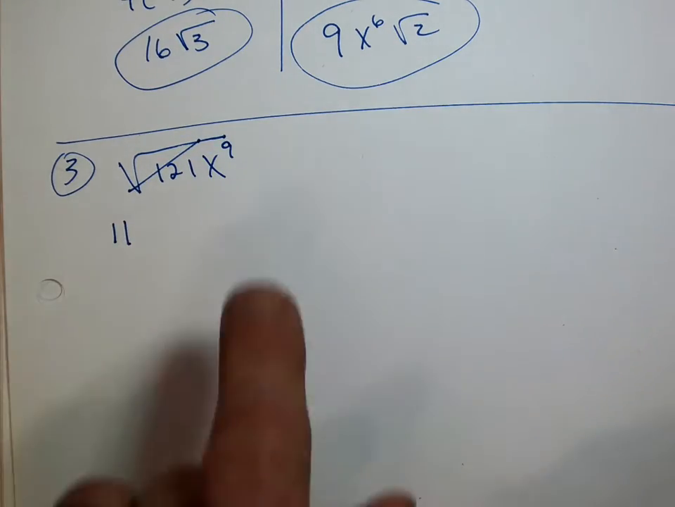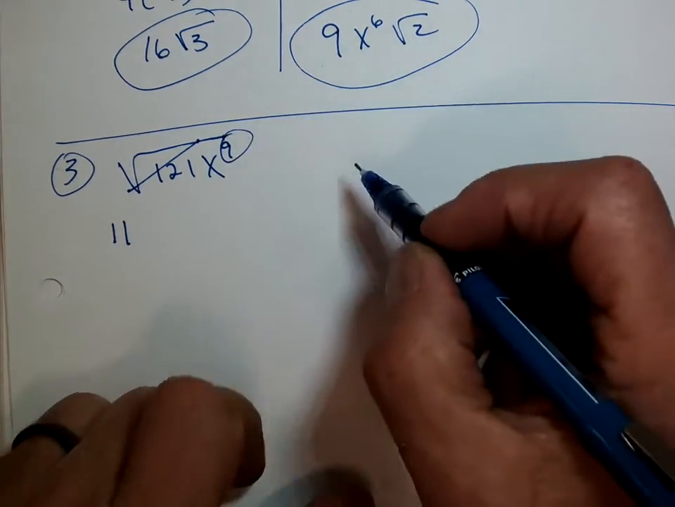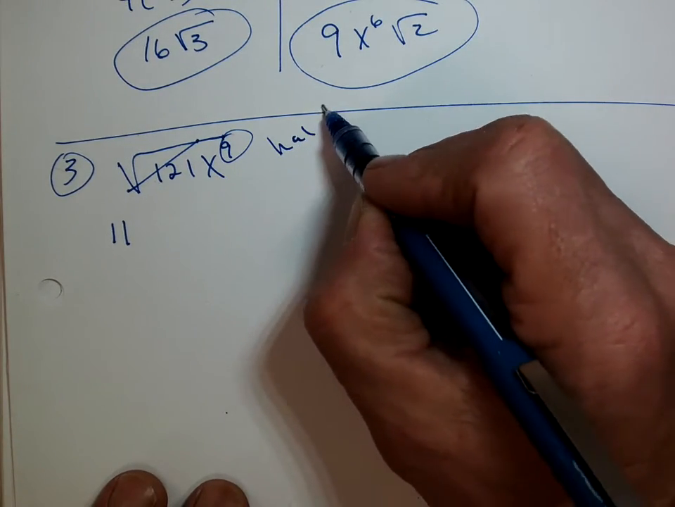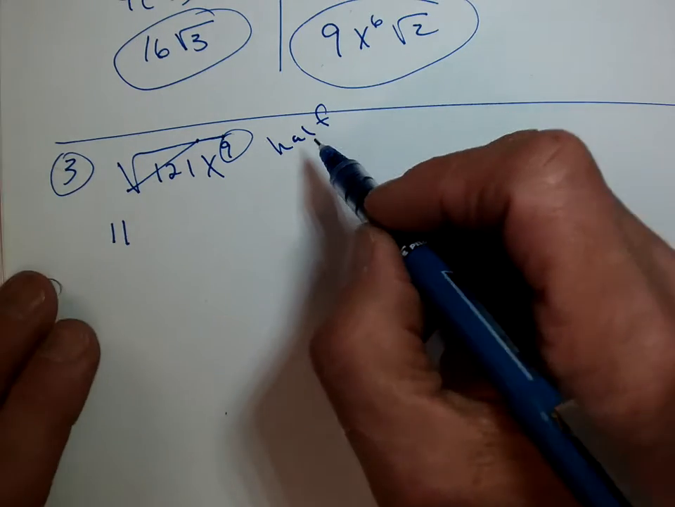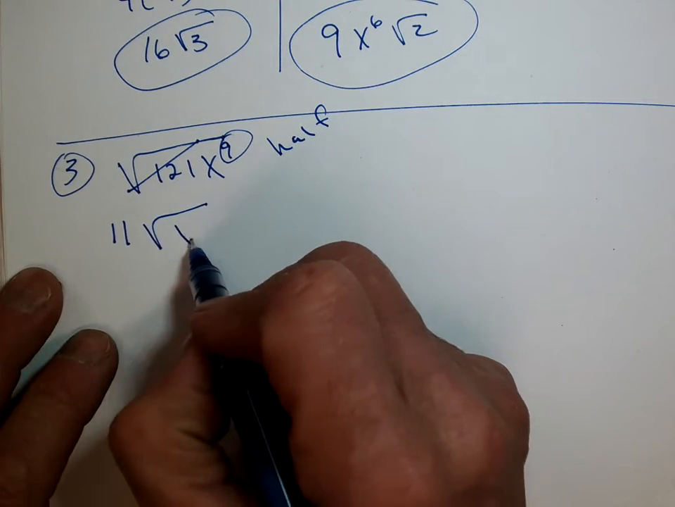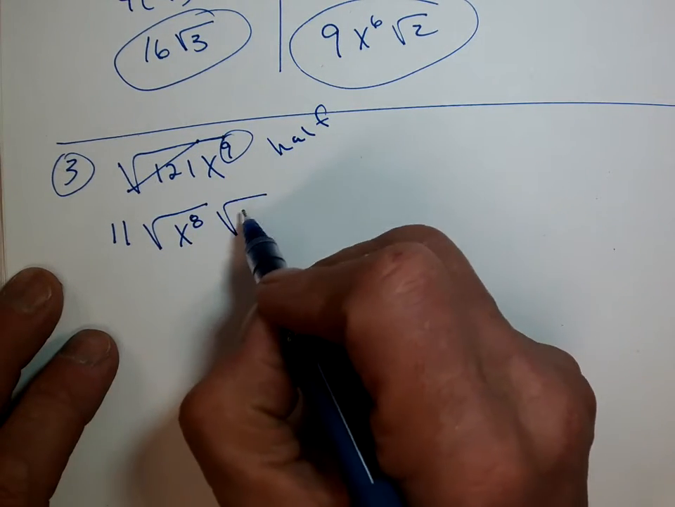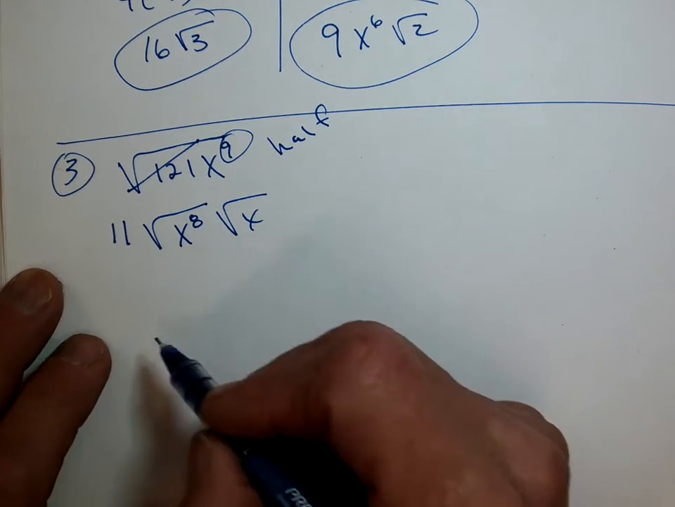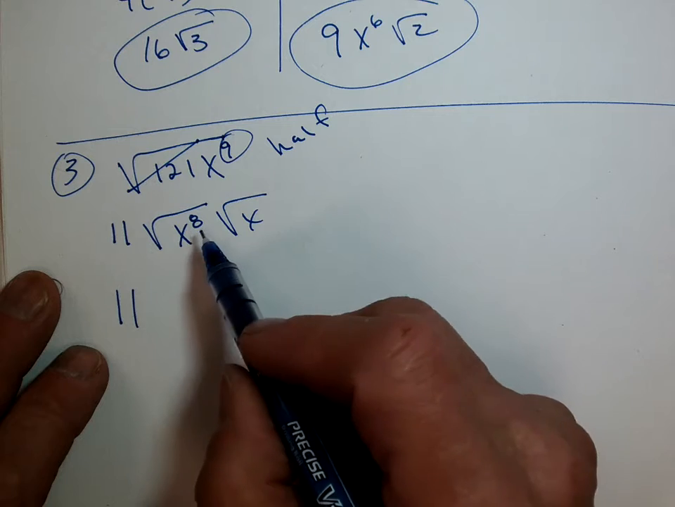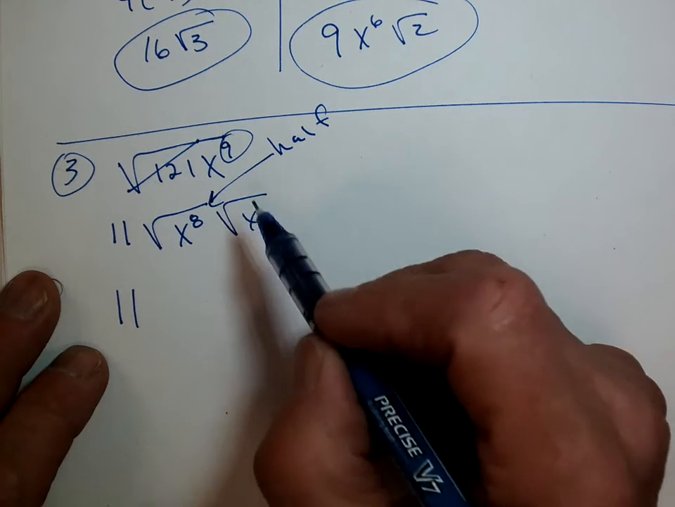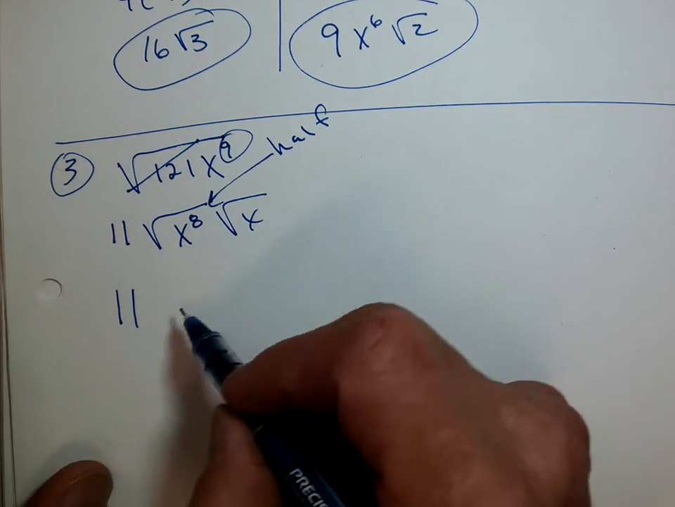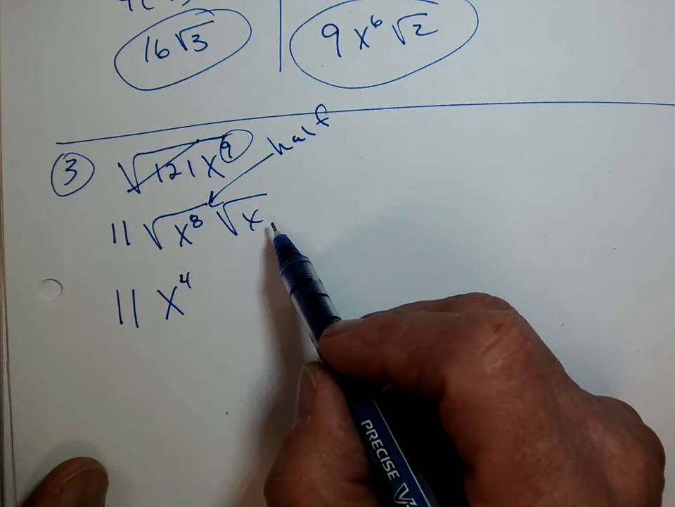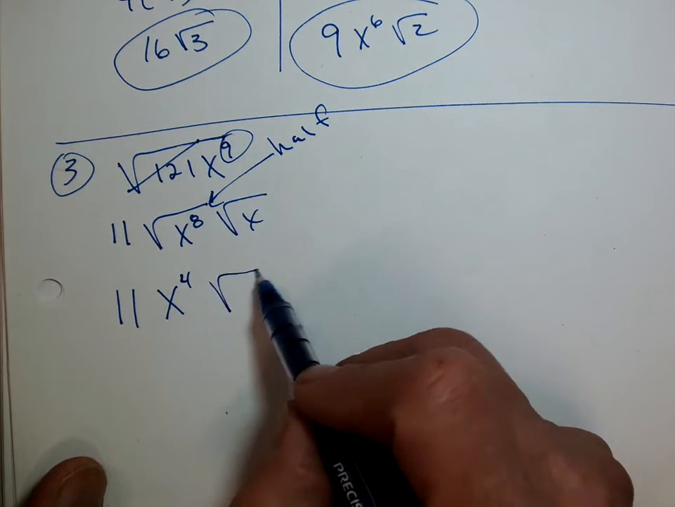Now, I have to take half of this. Don't make that x to the 3. I have to take half of it. I can't take half of 9 without getting a decimal. So I'm going to rewrite the square root of x to the 8th times the square root of x. All right, I'll leave the 11 out there. Now I'm going to take half of that. Half of the 8 makes an x to the 4th. I can't take half of that. Can't. So I'm going to leave it alone.